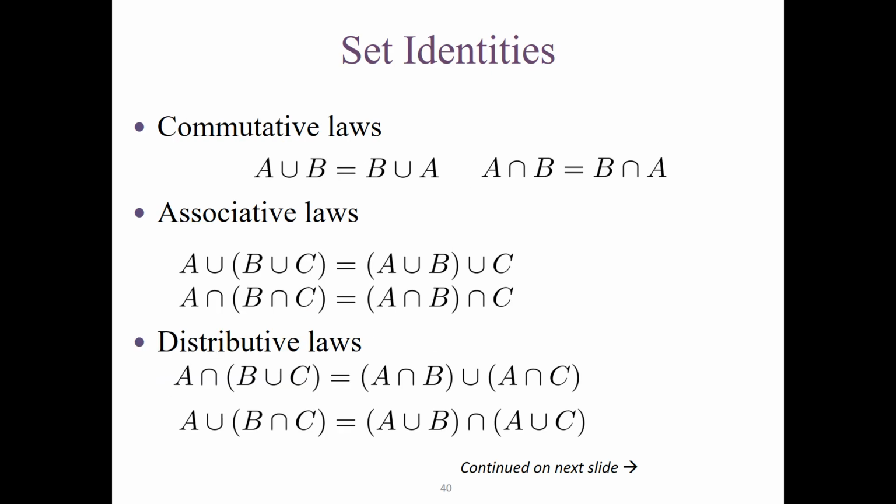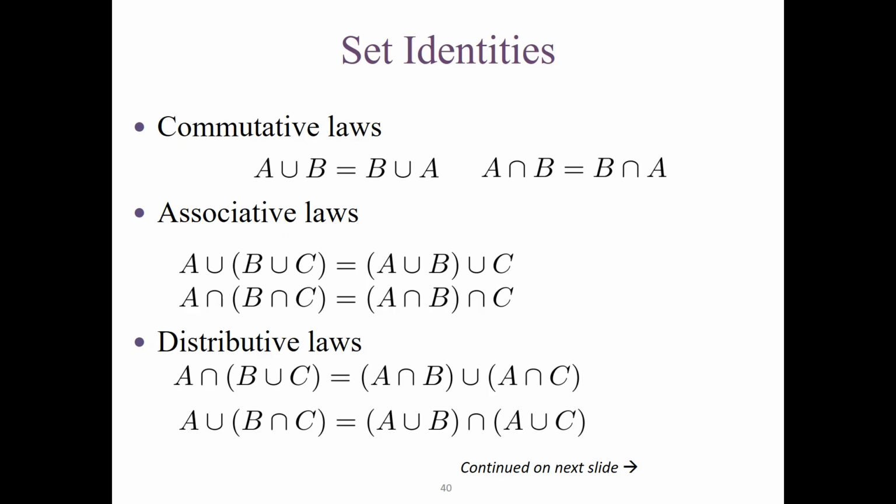Okay, so for set identities, we also have commutative laws, associative laws, and distributive laws. For commutative laws, we can switch their position and the result remains the same. If A union B, then the set equals the set B union A.